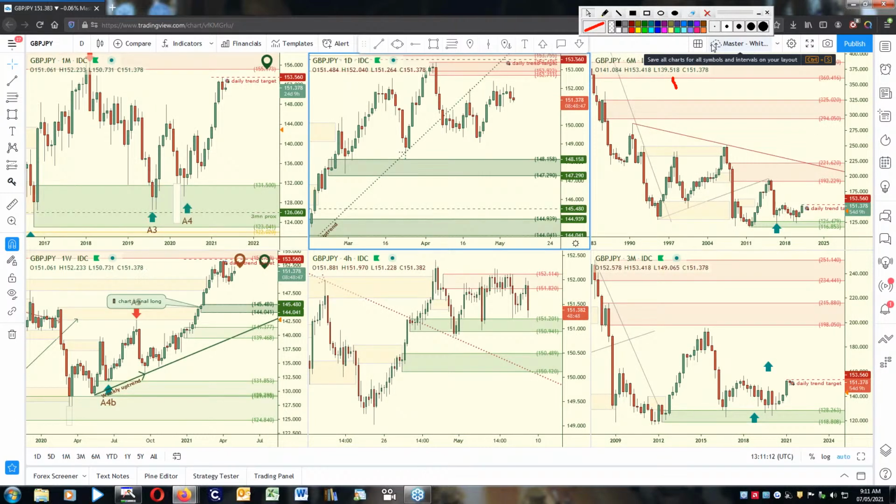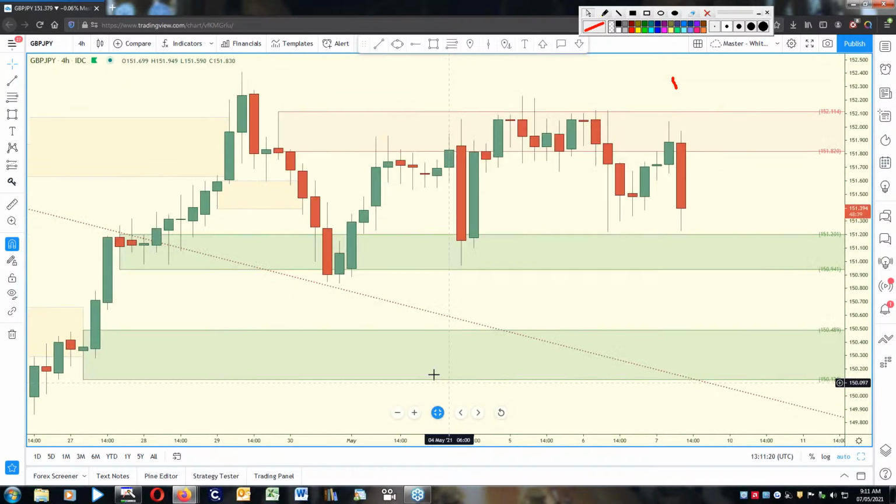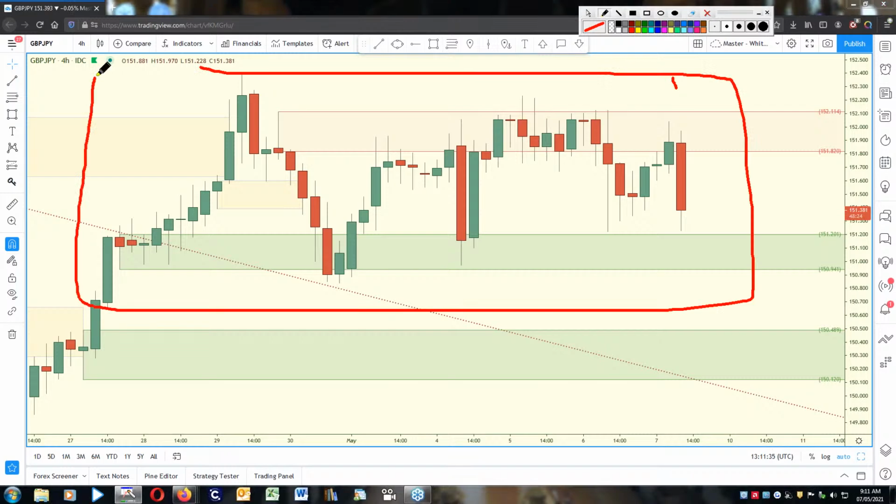All right, so here's the pound yen. What I see on this chart is a very messy chart. That's what I see. I see price in a range. So to decide what you should do for trading in this situation, it's not the greatest situation.